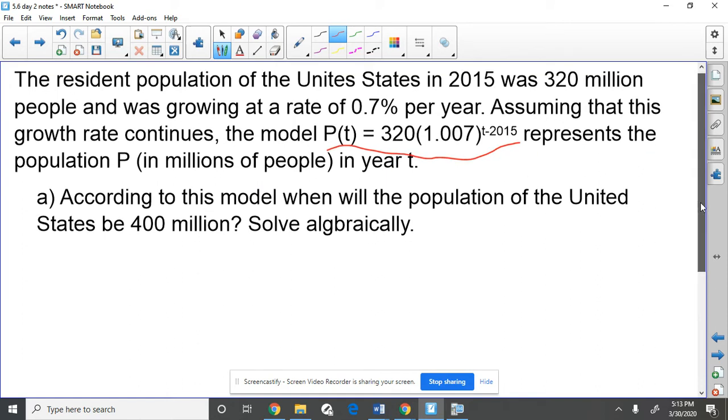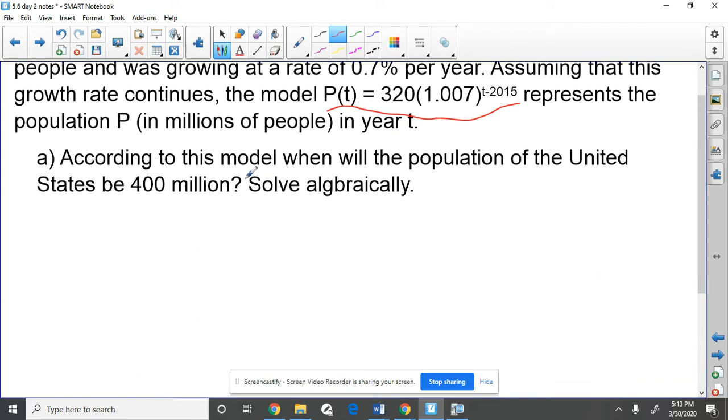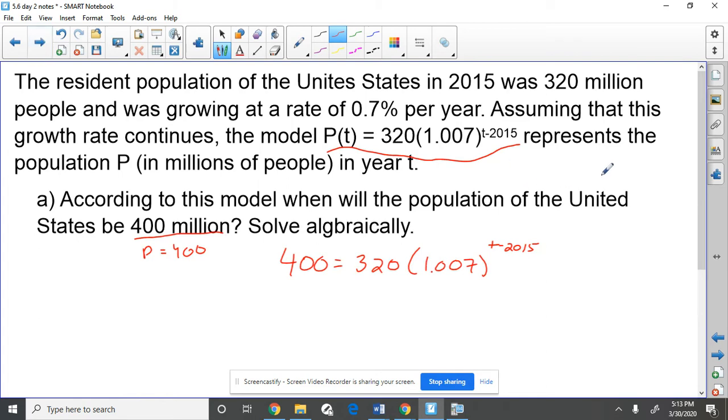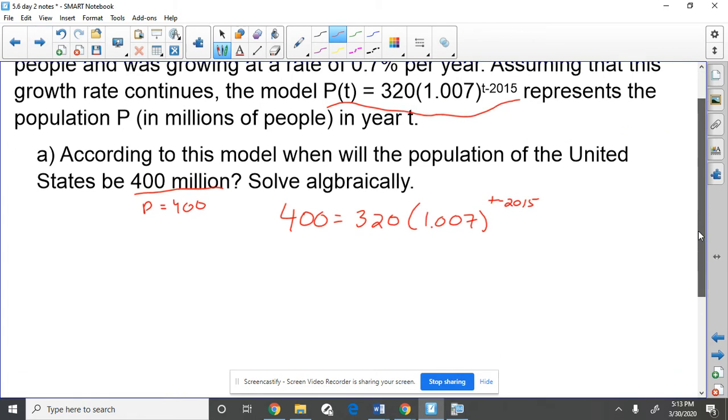The question says, according to this model, when will the population of the United States be 400 million? So my P is 400. So I'm going to plug P in here. 400 equals 320 times 1.007 to the t minus 2015. This is very similar to the problem we had here with the 7 times 3 to the x. So we're going to start off by dividing both sides by 320.